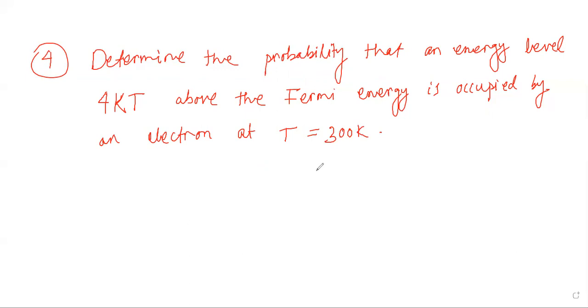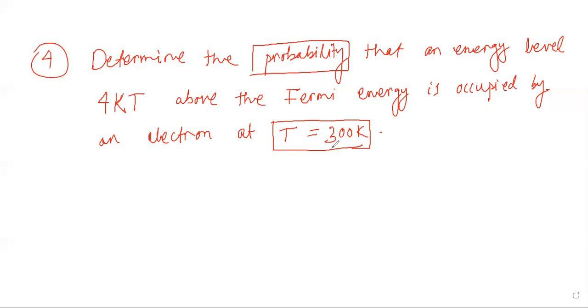Okay, so what do we say? T equals 300 Kelvin. Practically think of it, T equals 300 Kelvin is your room temperature, right? So we need to determine the probability that an energy level 4 kT above the Fermi energy level is occupied by an electron at T equals 300 Kelvin. So we are going to find out the probability whether an electronic state at a height of 4 kT above the Fermi energy level is occupied at room temperature or not.